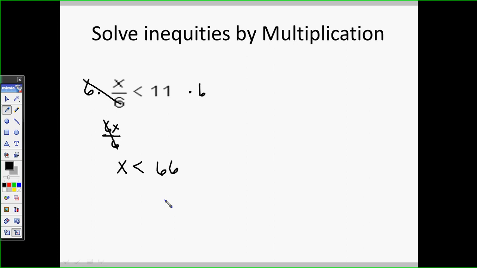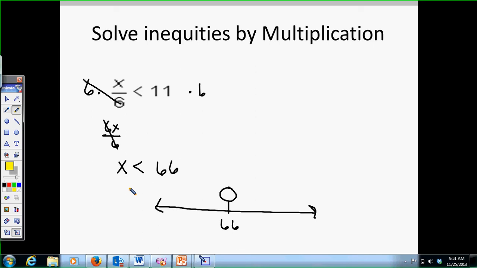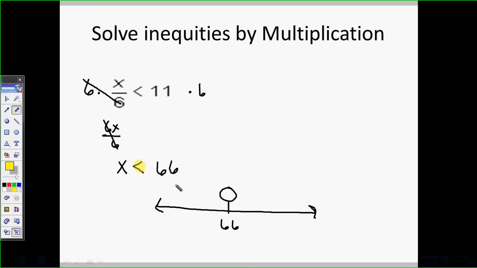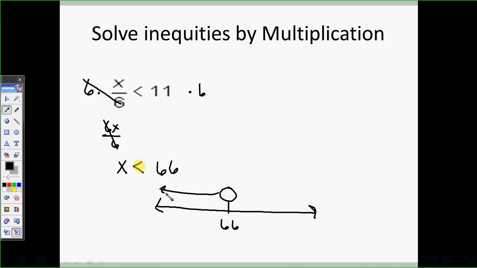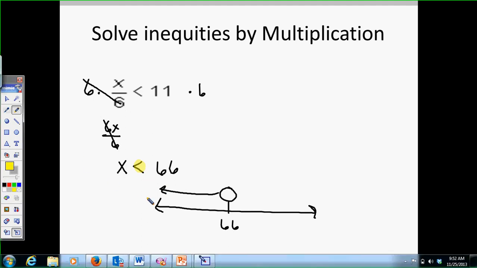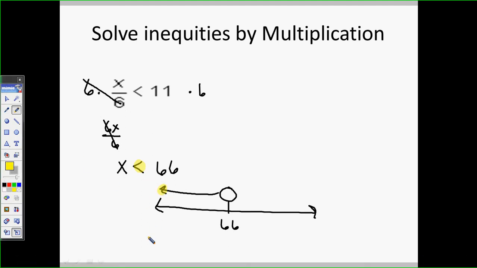And when I graph this, the number is 66. The circle is open because there's no or equal to. And if you'll recall from the previous demo video, whenever I write the inequality with the variable to the left, whichever way the arrow in the inequality symbol faces is the same way the arrow here faces. So if you recall, just write them with the variable first, and you should be good to go with your graph.